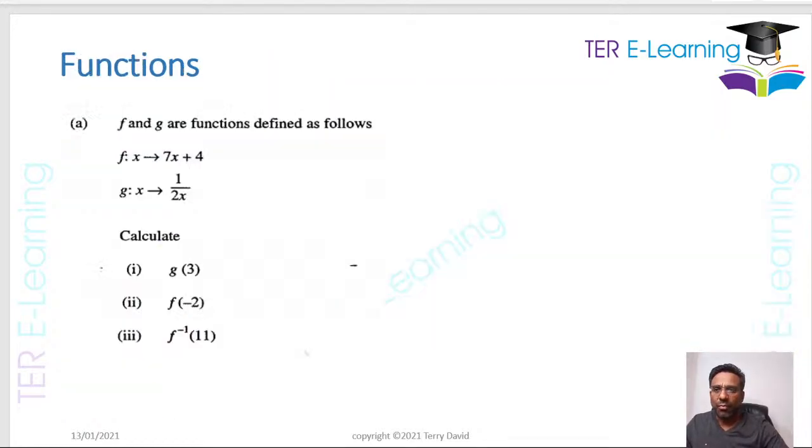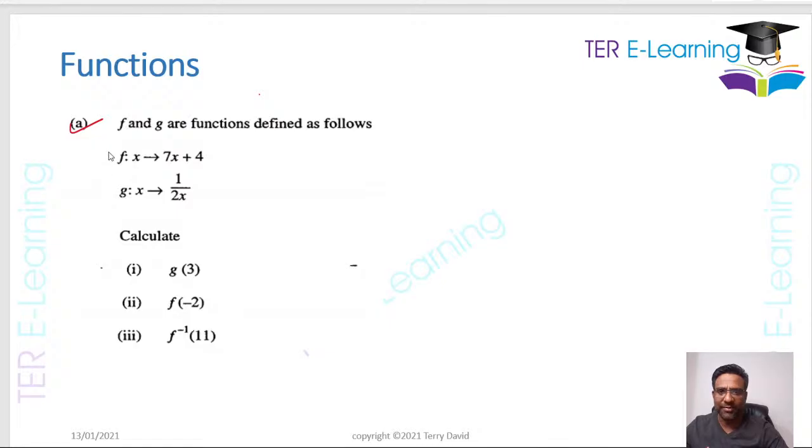All right, so what I'm going to be starting with today is functions. Functions is a relatively long topic on the syllabus and it usually carries a lot of marks. So let's start by looking at a few questions first of all. Let's look at this here. This is an examination question.